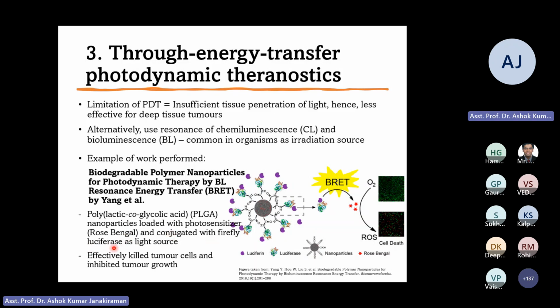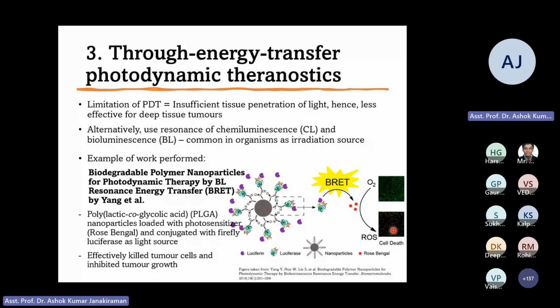luciferase light source. So you look at the picture here, it's having all the drug, luciferase nanoparticles and the photosensitizer rose bengal in one nanomolecule here. That is called BRET, bioluminescence resonance energy transfer. So with this energy transfer, the available oxygen will be converted to ROS. Then the ROS will induce the cell death. This is the mechanism behind that.